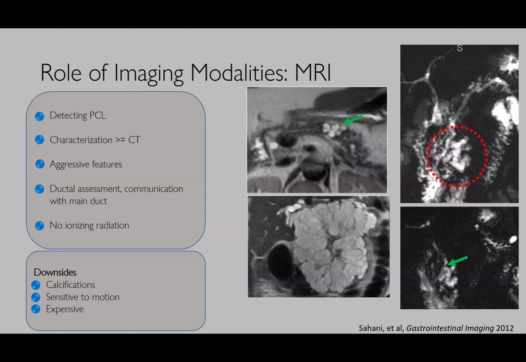Of course, MRI also has its own downsides. It's not great at detecting calcifications. It's very motion sensitive, so you're more likely to have some kind of a motion-degraded exam that is not interpretable with MRI than with CT scan. And another problem is it's expensive.